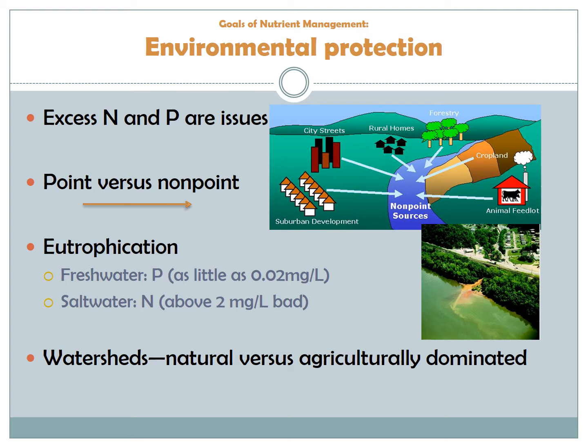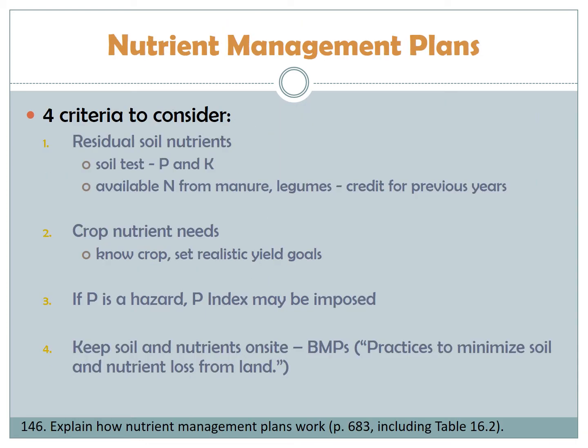We also want to make sure that we're protecting the environment. We don't want too much nitrogen and phosphorus because we've talked about how these are non-point sources of pollution that get into waterways and cause eutrophication. And in watersheds, we're going to see completely different environmental protection needs in a natural watershed versus an agriculturally dominated watershed. And so all this ties into how we manage nutrients in what's called a nutrient management plan.